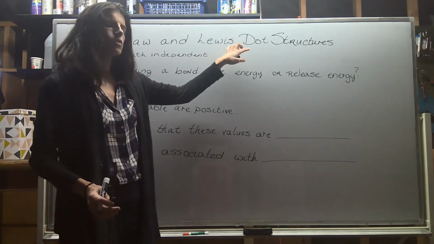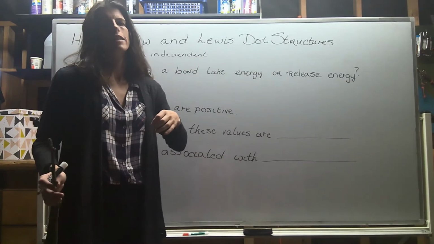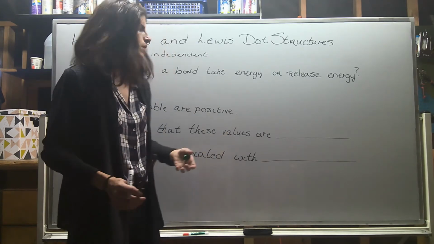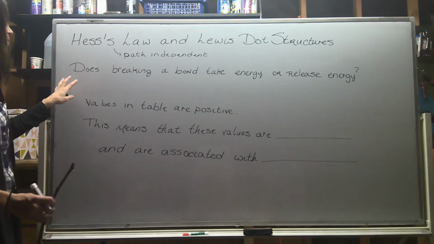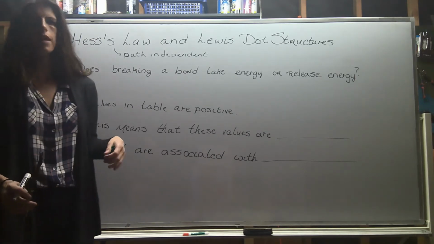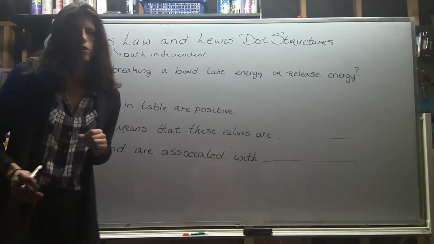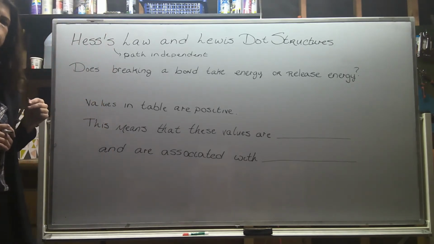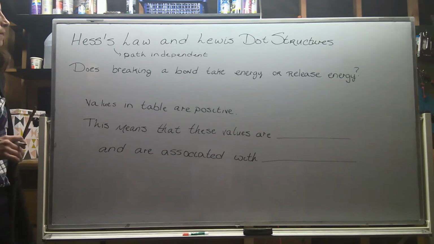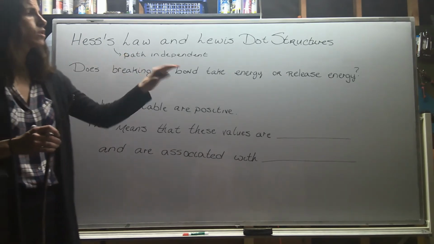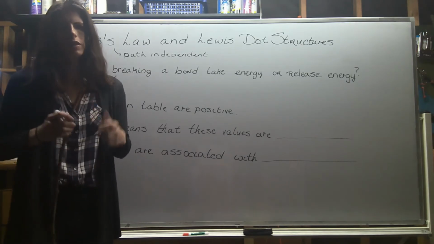We're going to use Lewis dot structures because then we can analyze bond breaking and bond formation to calculate that enthalpy. First question I want to ask you all, does breaking a bond take energy or release energy? So jot down your answer real quick, take a second to think about it. Alright, so typically when I ask this of a group of students, most students will tell me that bond breaking releases energy.